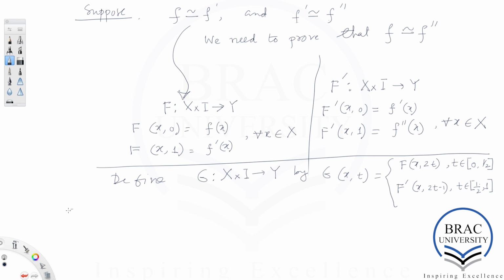Now our claim is that G is a homotopy between f and f double prime. Sorry, it will be from f to f double prime. Okay, so between f and f double prime.